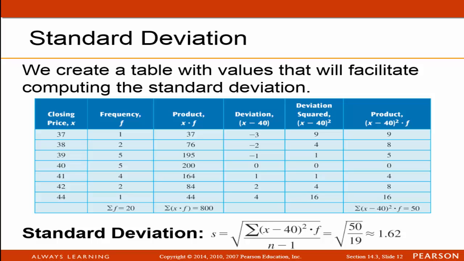That gives us 50. So what we have now is the square root of 50 divided by 19. There's 20 data points, and 20 minus 1 is 19. It's approximately 1.62.